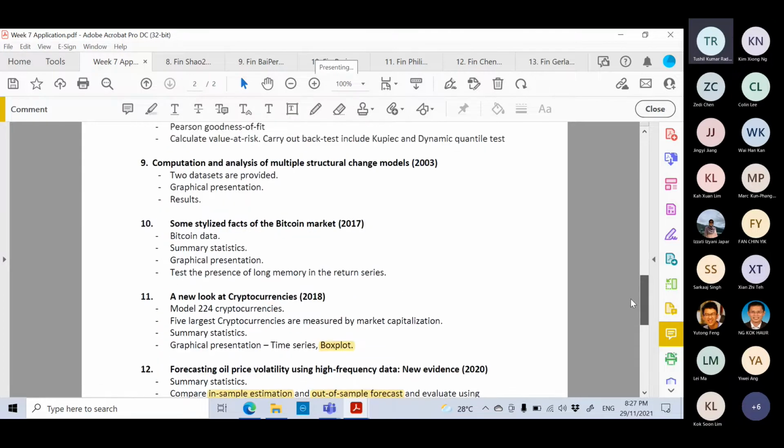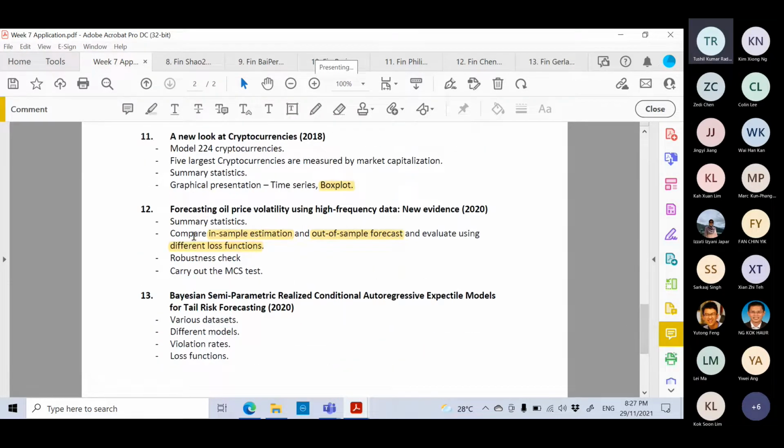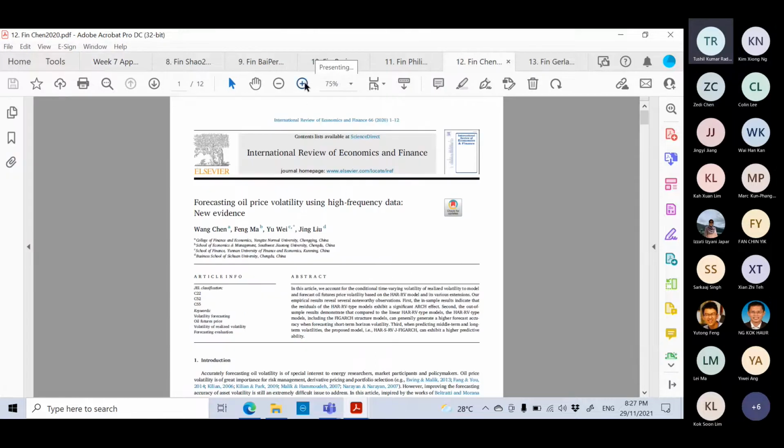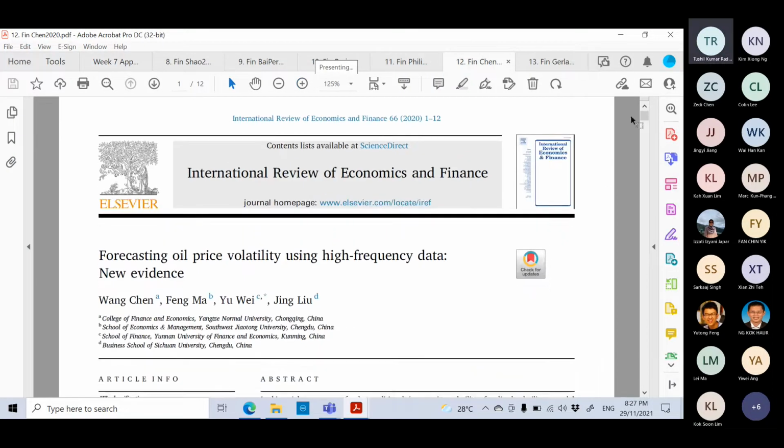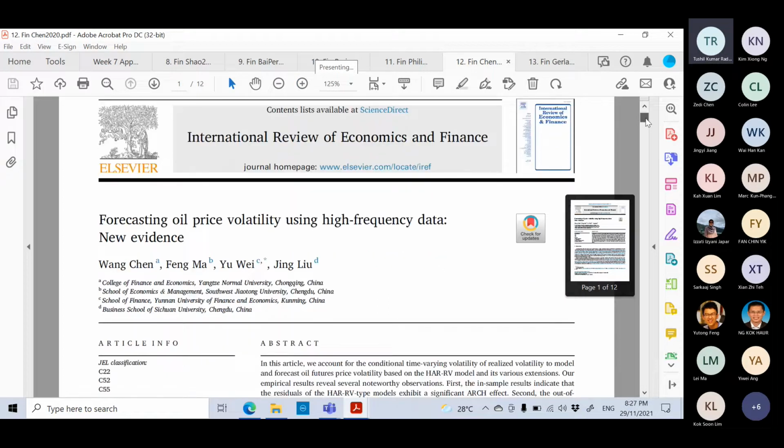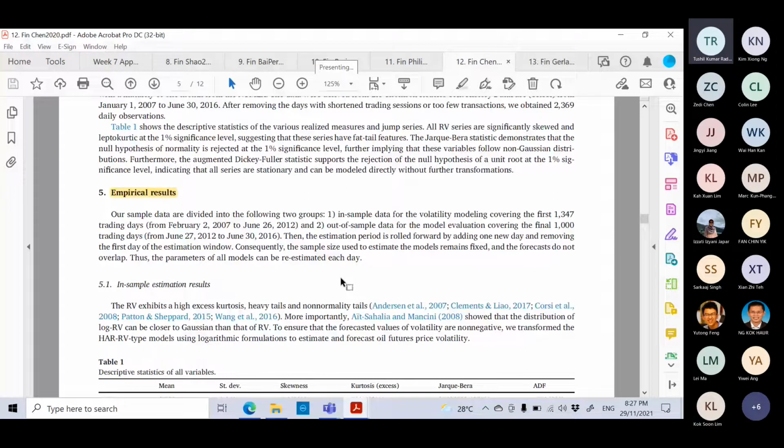This is paper number 12, which is also in finance and economics. I show you the empirical example here. They took the data set and divided it into two parts. One of them is in-sample, and the other is out-of-sample. This is very common.